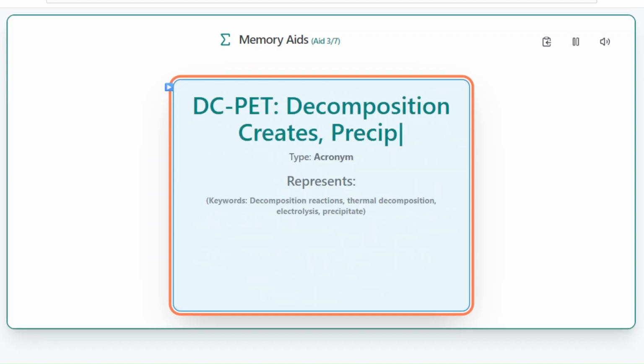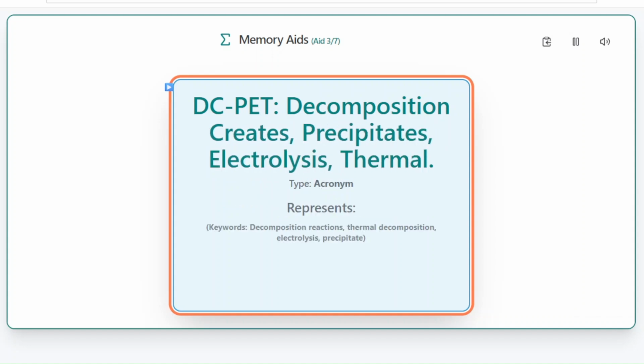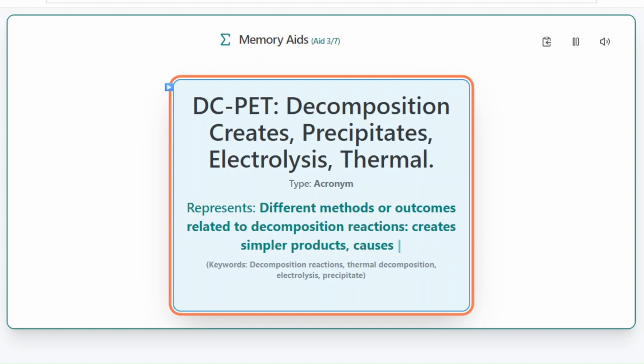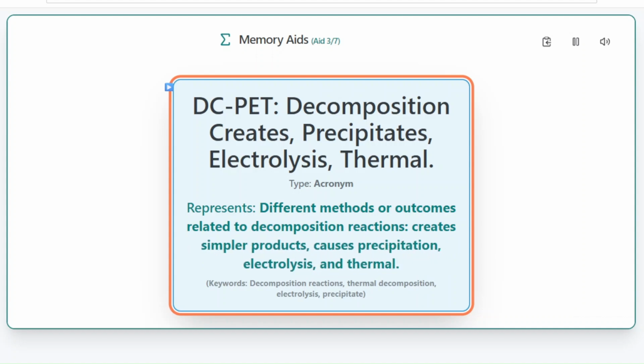DC PET. Decomposition creates, precipitates, electrolysis, thermal. Which represents different methods or outcomes related to decomposition reactions: creates simpler products, causes precipitation, electrolysis, and thermal.